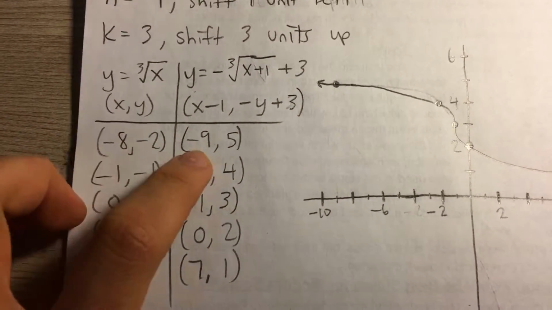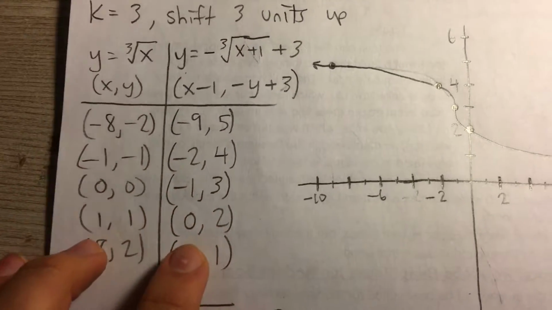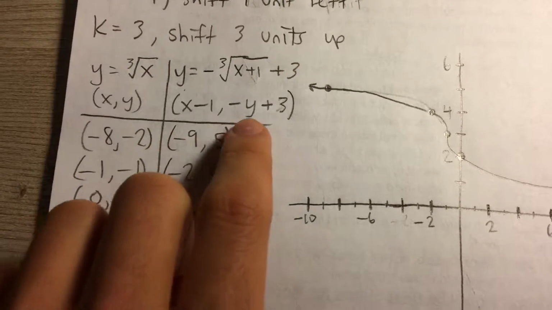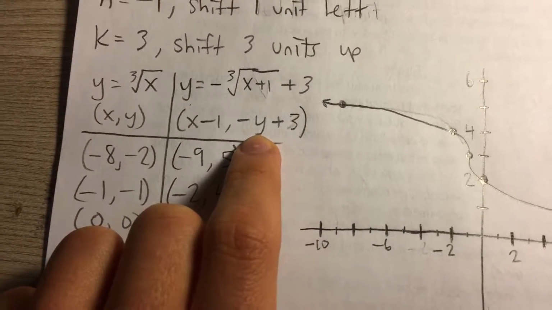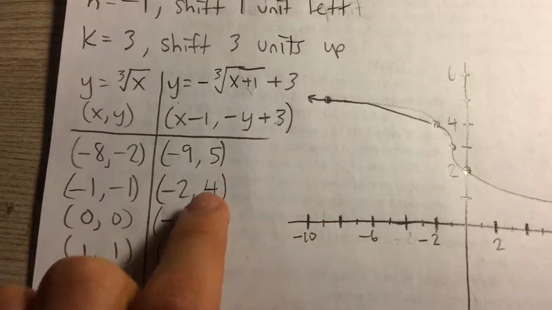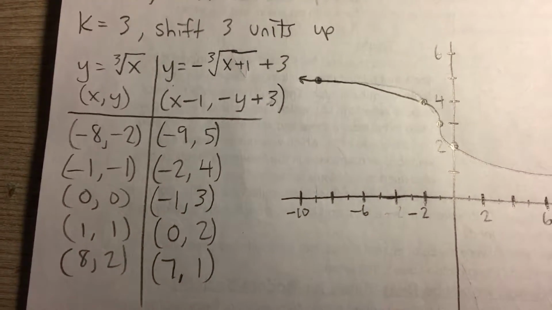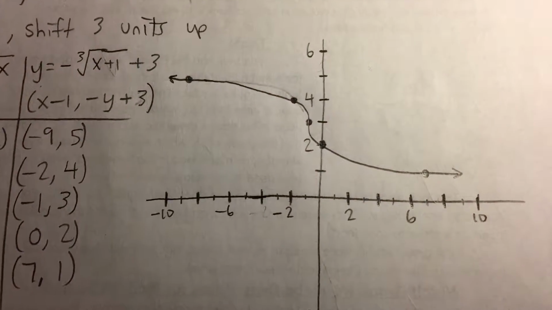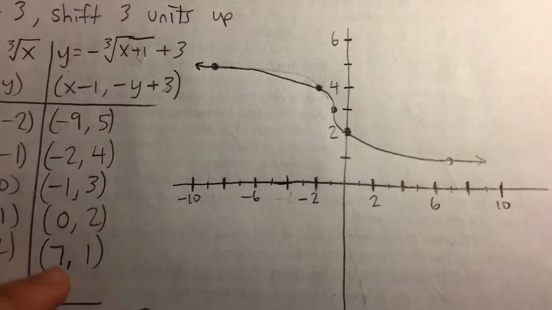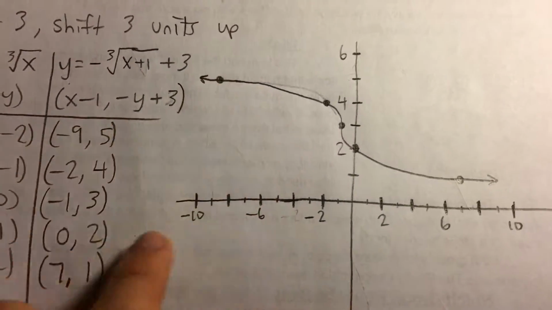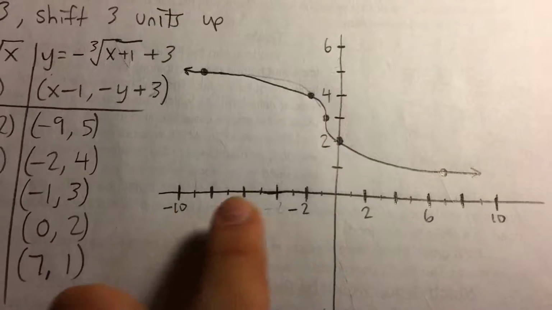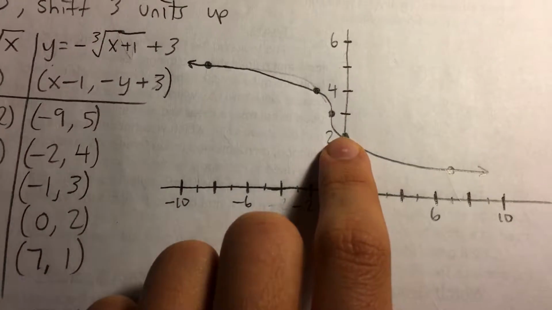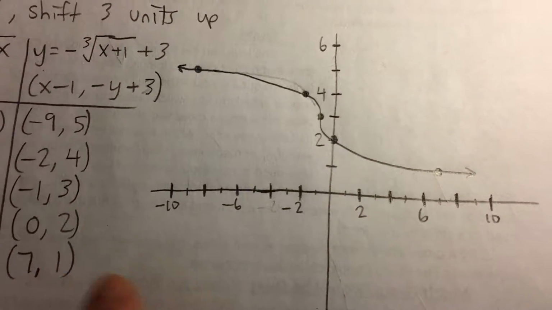And you can see I get negative 8, and it becomes negative 9. All of these are subtracted by 1. Here, if I plug in, say, negative 2, I'll get positive 2, plus 3, which is 5. You can see I did the same for the rest of the points. So now that I have these points, I can plot them on my graph and see negative 9, 5, that's all the way up here, negative 2, 4, negative 1, 3, 0, 2, which is right on the y-axis, and 7, 1.